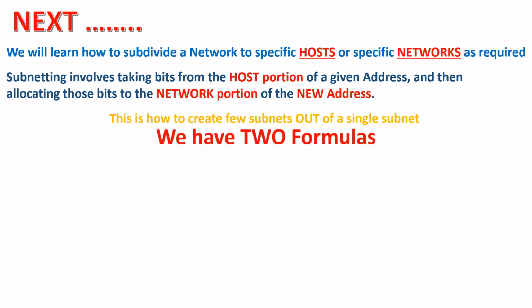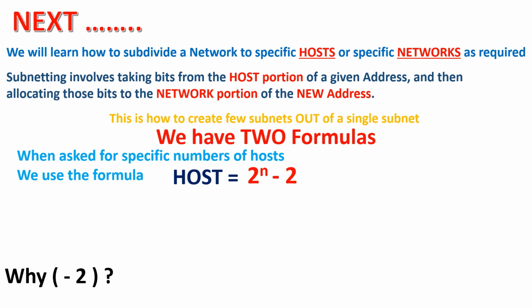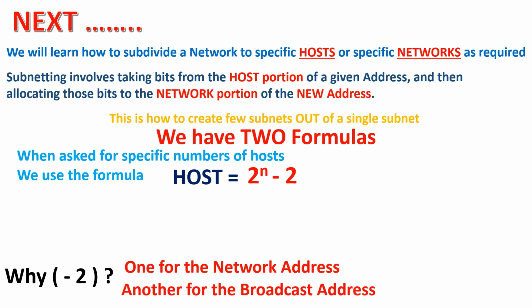We have two formulas. When asked for specific numbers of hosts, we use this formula: hosts equal 2 to the power n minus 2. Why minus 2? Because for each network, one address is for the network address, and this is reserved; you cannot share it with a host. The other one is the broadcast address. That's why we have the minus 2.